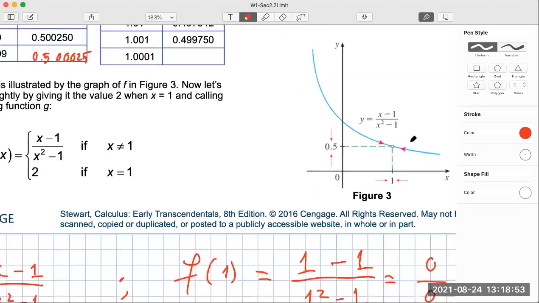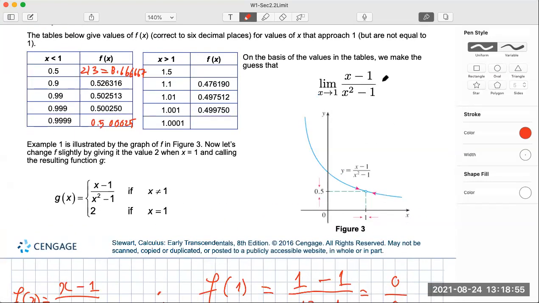Anyway, what is the limit of this function here? 0.5, very good. So the limit of this function is 0.5, even though f at 1 is undefined.